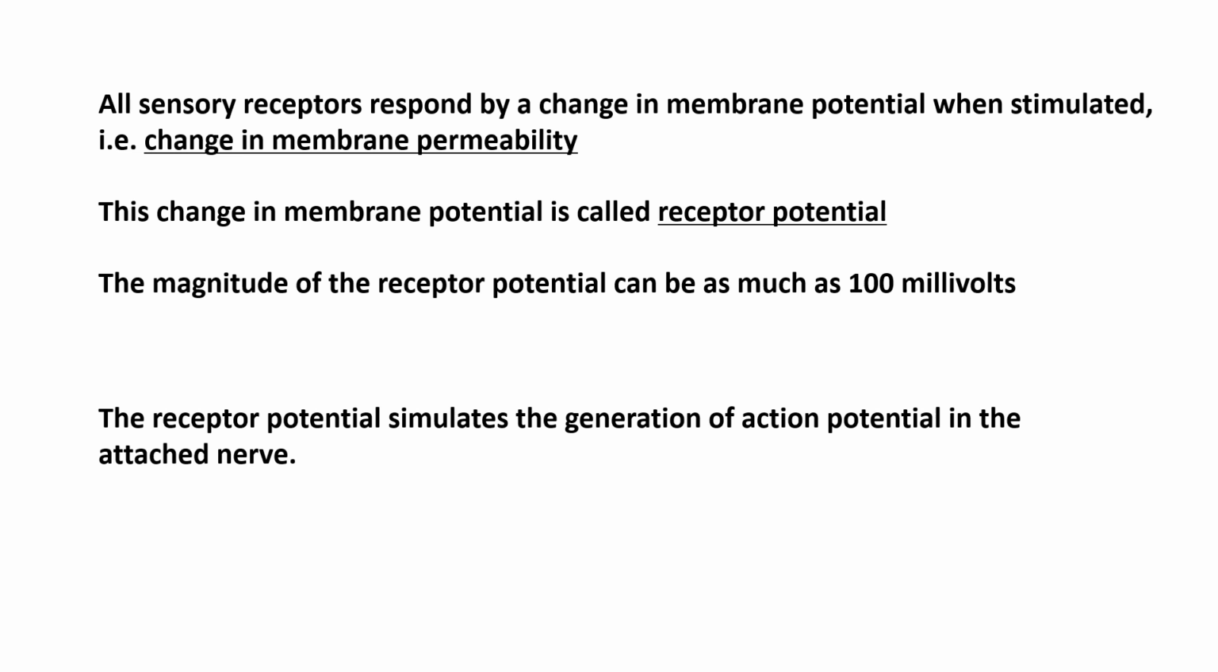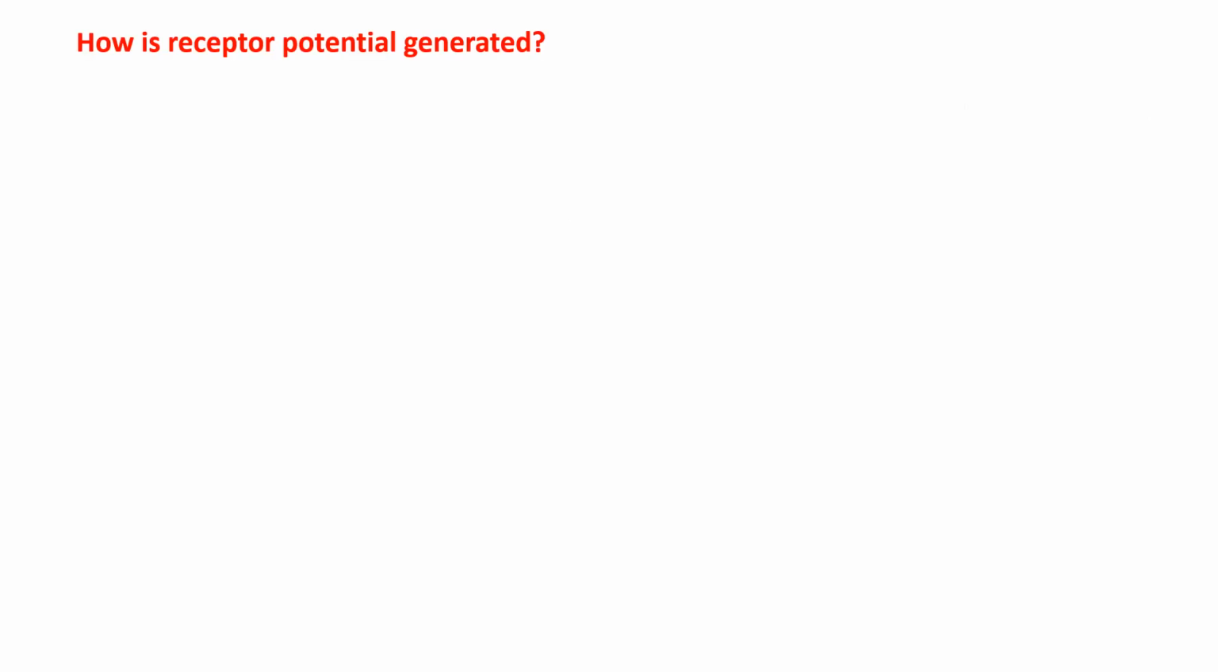Now this receptor potential that is generated in the receptor then stimulates the generation of action potential in the attached nerve. As I mentioned earlier, each receptor is connected to a nerve. When the receptor potential is generated, it will then stimulate the generation of action potential in the attached nerve. How is receptor potential generated, you may ask? We'll look at an example, the Pacinian corpuscle.